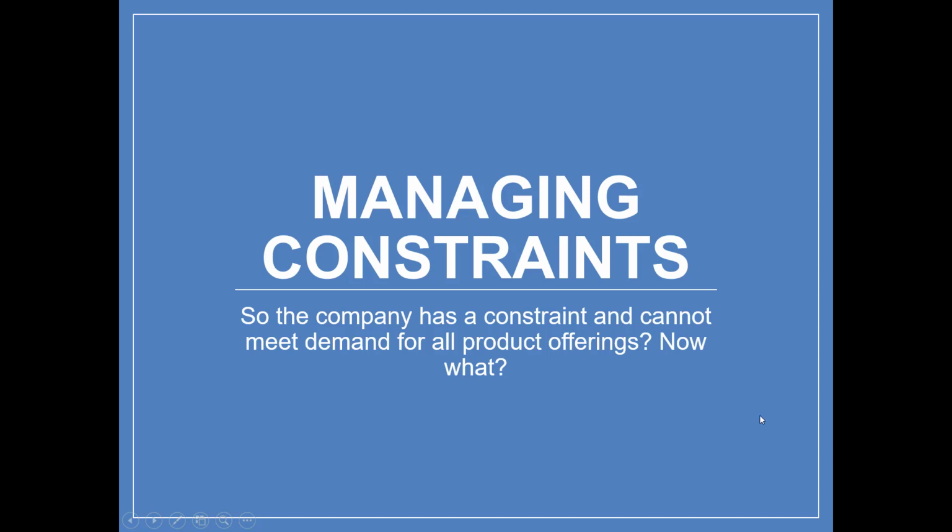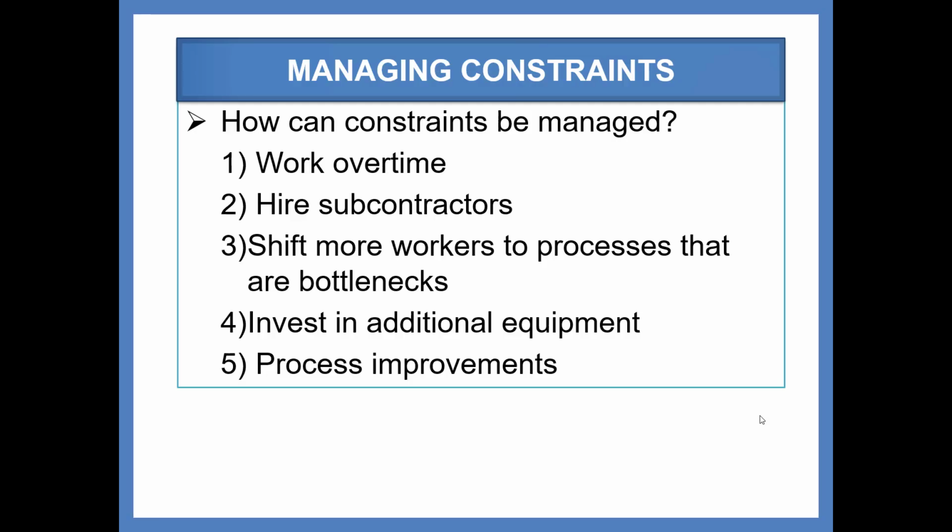So when managers find themselves in a position where they have to manage constraints to produce all of the inventory that's in demand, what can they do? Well, there's several options. They can have employees work overtime if the constraint is skilled labor or a machine operator for a specific machine. They can hire subcontractors. They can shift and train workers to processes that are bottlenecks, that is, things that are holding up the production process. They can invest in additional equipment, and they can make process improvements that might help them manage that constraint.